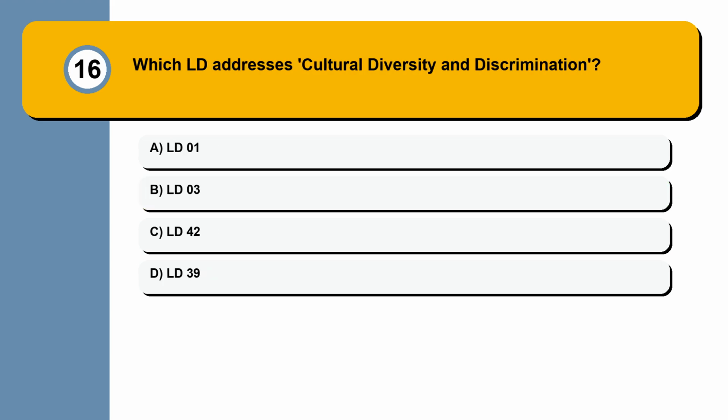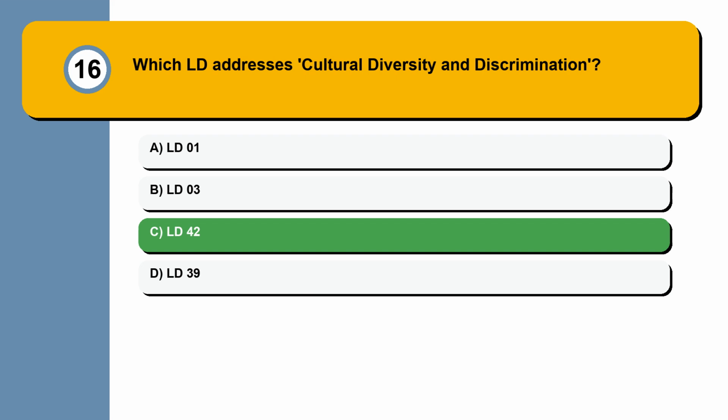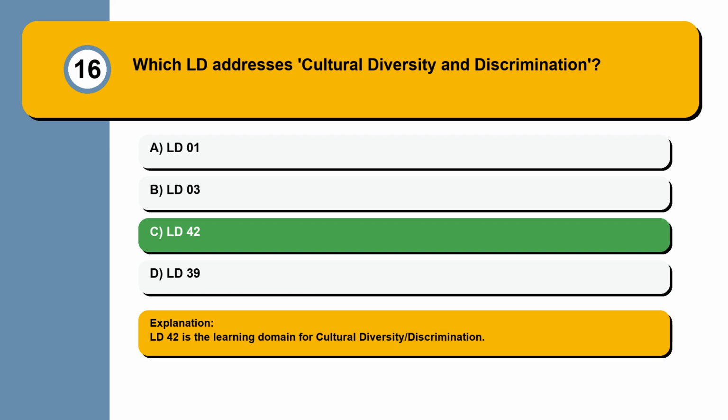Question 16. Which LD addresses cultural diversity and discrimination? LD 01, LD 03, LD 42, LD 39. LD 42 is the learning domain for cultural diversity and discrimination.